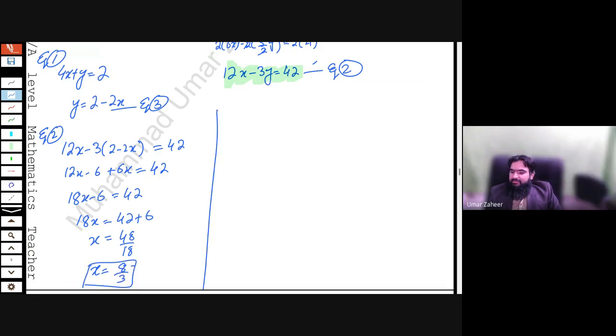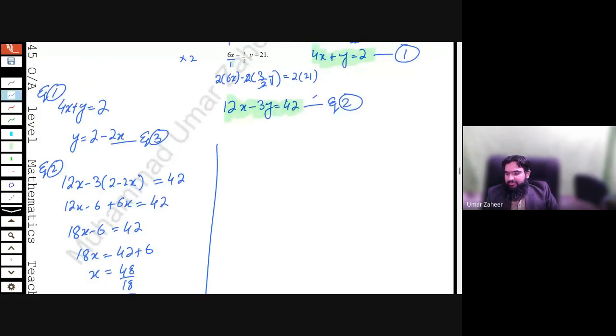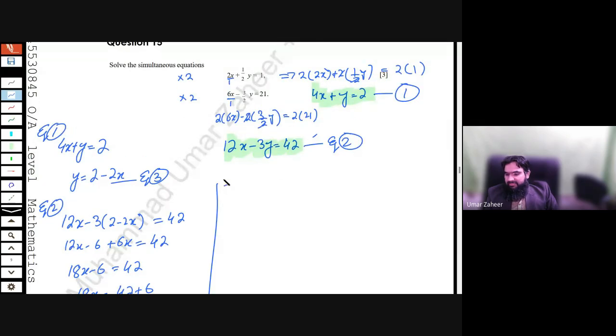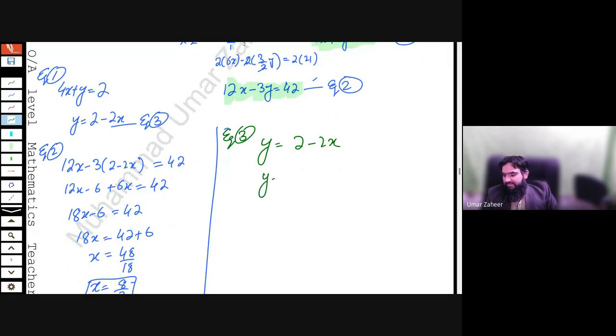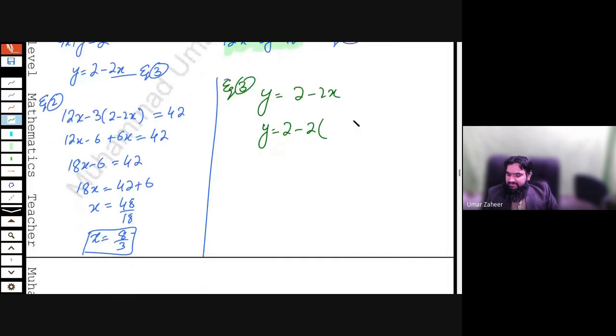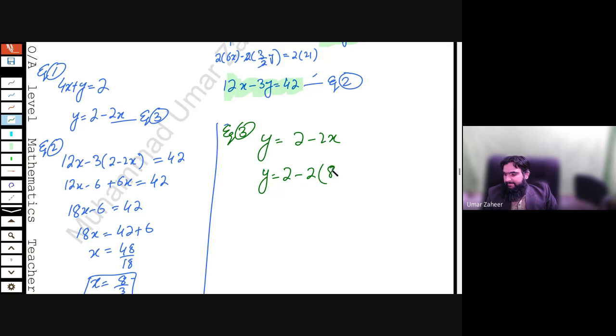Now we will get the value of x. Substitute this value in equation 3 and you will get the value of y. So we have equation 3: y is equal to 2 minus 2x. Substitute the value of x, so that will be 2 minus 2 into 8 divided by 3. So you will get y is equal to 2 minus 16 divided by 3.